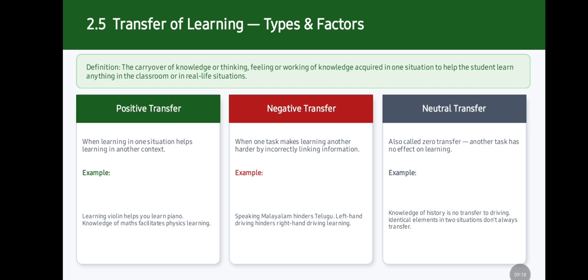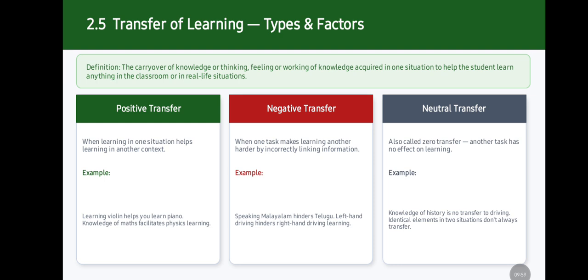Next is transfer of learning, types and factors. Definition: the carryover of knowledge, thinking, feelings, or working of knowledge acquired in one situation to help the student learn anything in the classroom or in a real life situation. Positive transfer: when learning in one situation helps learning in another context. Example: learning violin helps you learn piano. Knowledge of maths facilitates physical learning. Negative transfer: when one task makes learning another harder by incorrectly linking information. Example: speaking Malayalam hinders Telugu, left hand driving hinders right hand driving learning.